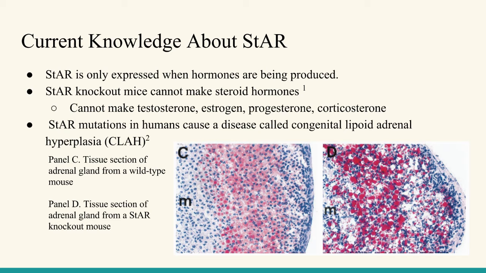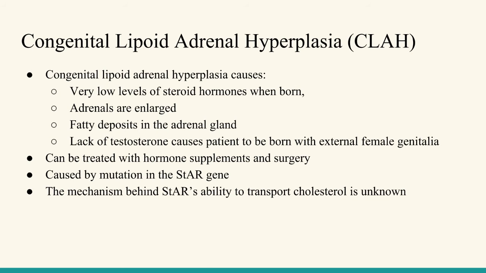Hold on, let me backtrack a little bit to the congenital lipoid adrenal hyperplasia disease. Congenital means that you were born with it. Lipoid means that CLAH causes fatty deposits. Adrenal is of or relating to the adrenal gland, and hyperplasia means an increase in size, generally referring to a gland. There are several symptoms of this disease. There are low levels of steroid hormones when born. Adrenals are enlarged, there are fatty deposits in the adrenal gland, and a lack of testosterone causes the patient to be born with external female genitalia.